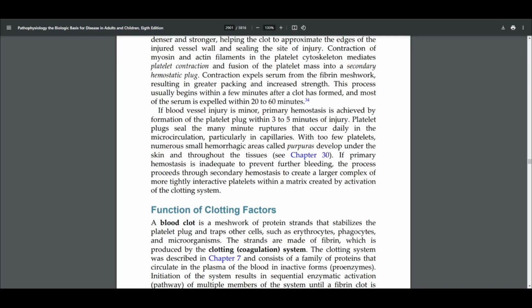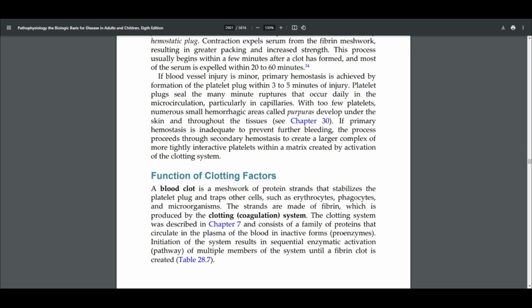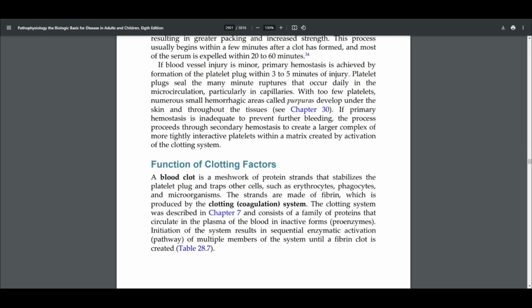If a blood vessel injury is minor, primary hemostasis is achieved by the formation of a platelet plug within 3 to 5 minutes of the injury. Platelet plugs seal the many minute ruptures that occur daily in the microcirculation, particularly in capillaries. With too few platelets, numerous small hemorrhagic areas called purpura develop under the skin and throughout the tissue. If primary hemostasis is inadequate to prevent further bleeding, the process proceeds through secondary hemostasis to create a larger complex of more tightly interactive platelets within a matrix created by activation of the clotting system.